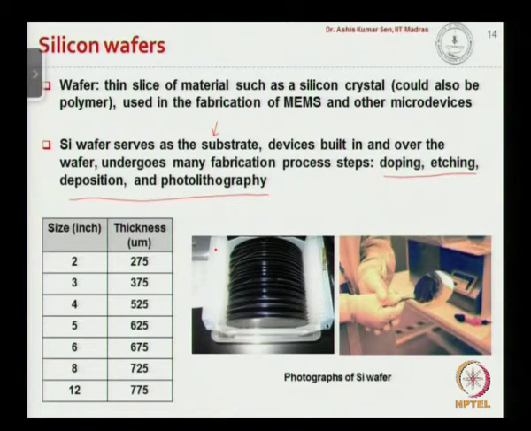Talking about the size of silicon wafers, the size may range from 2 inch to 12 inch, and for each size of the wafer there is a thickness associated. For example, a 4 inch wafer will have a thickness of 525 microns, so it is about 0.525 millimeter. On the right you see some photographs of silicon wafers. Here you see how the wafers are stacked in a box, known as a silicon cassette, and on the right hand side you see a single silicon wafer held.